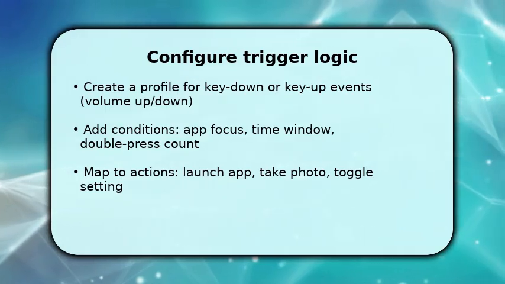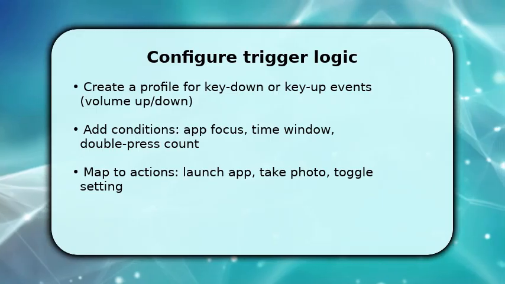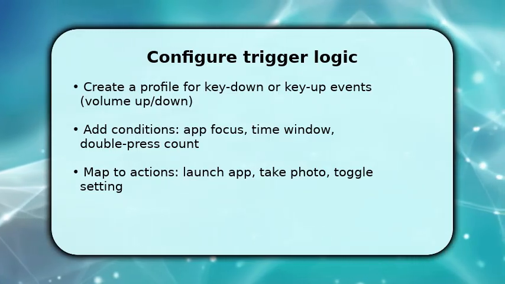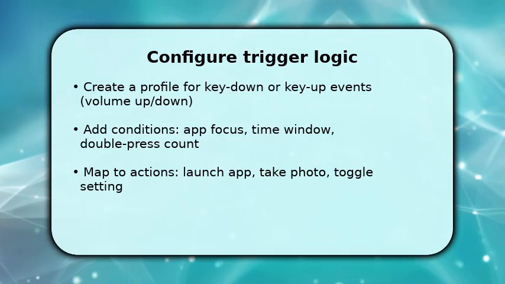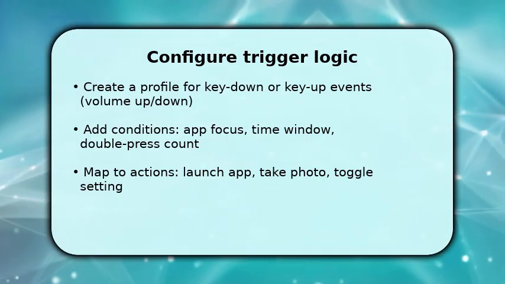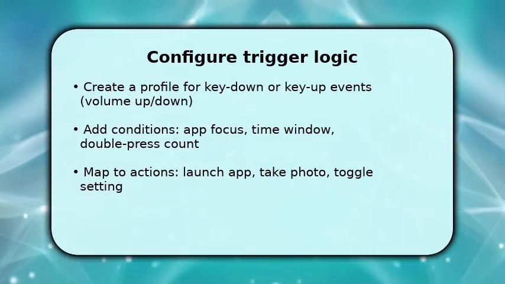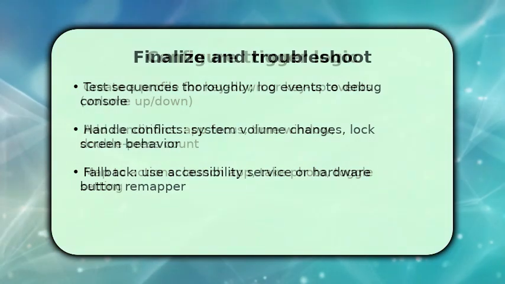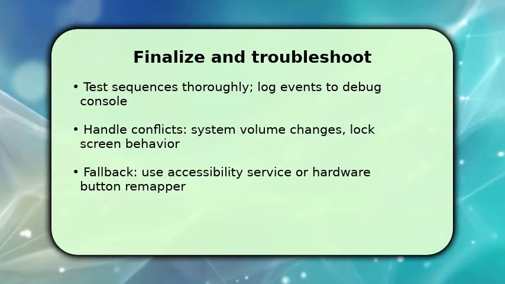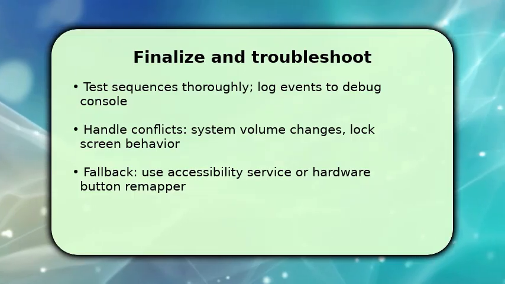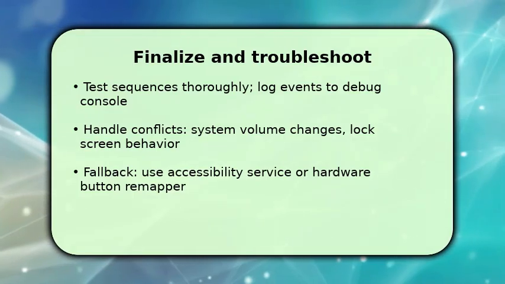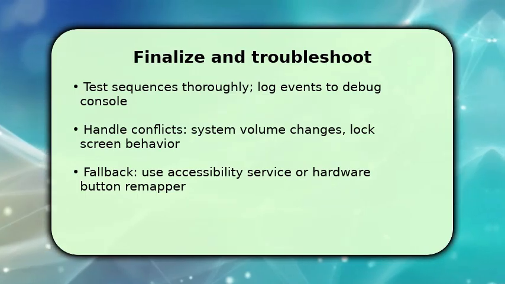Next, map that trigger to concrete actions. Launch an app, take a photo, toggle airplane mode, or send a quick message. Once done, chain small actions first, then expand to complex flows so you can debug each step easily and predict behavior. Finish by testing complete sequences in real contexts: locked, background, and during calls, and log events so you can see missed or duplicate triggers.